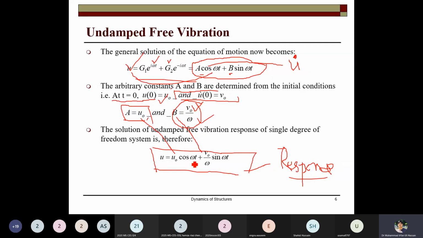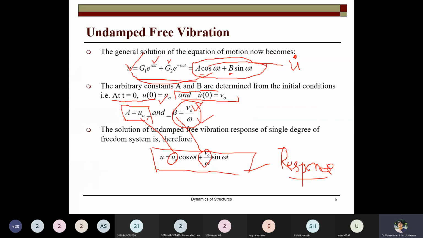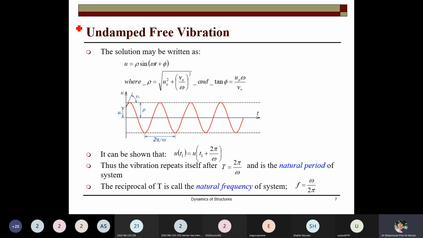Now if you want to compute the amplitude, the maximum displacement, you know the coefficients, and the maximum displacement can be found by squaring these coefficients. This can be written as rho cos of theta plus rho sine of theta. It can also be written as rho sine of omega T plus phi, by another trigonometric identity, where rho is the amplitude of the system.